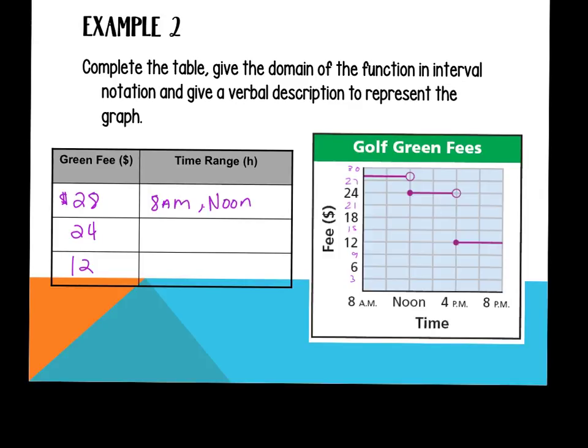Okay. And what gets a bracket? What gets a parentheses? 8 gets a bracket. Good. So if you are there at 11:59 and 58 seconds, you're getting charged $28. But as soon as that clock changes to noon, what happens? I get charged $24. Yep.